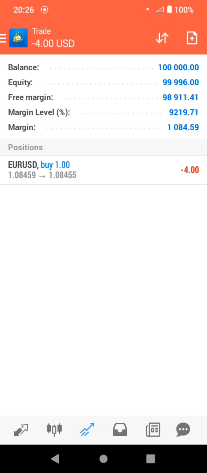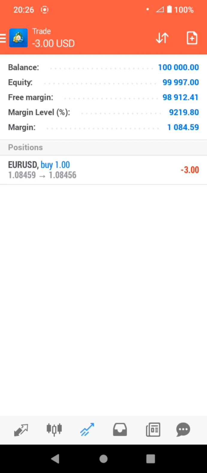So this first price you are seeing here is our entry price. This second one is the current price of the market. If you say buy, you are predicting the price is going to go up. At the top here is the amount of profit or the amount of loss you are making in USD.